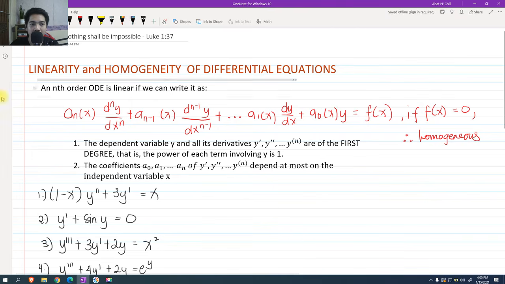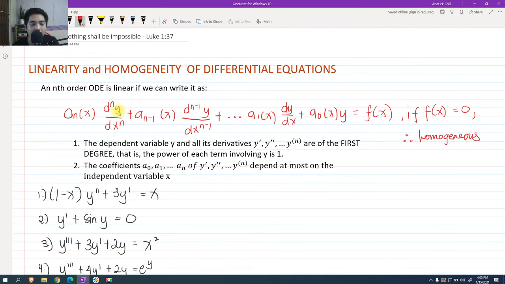as the following formula. For the first term, we have a sub n of x, any constant or function of x, multiplied by the nth derivative, d^n y over dx^n, so the nth derivative of y with respect to x. Again, if we recall our introduction, our dependent variable here is y, and our independent variable here is x. Then plus a sub n minus 1 of x, still a function of x.